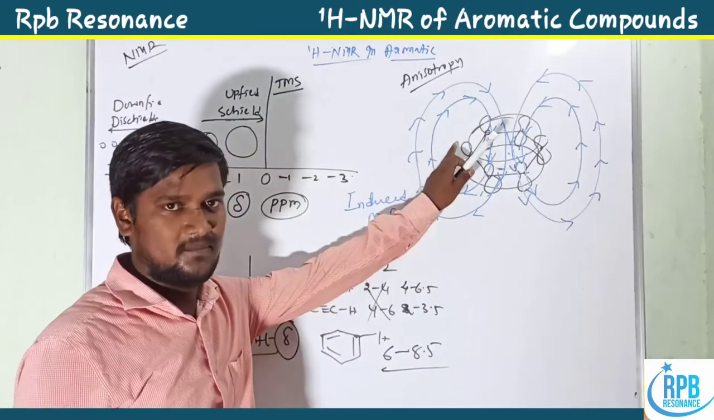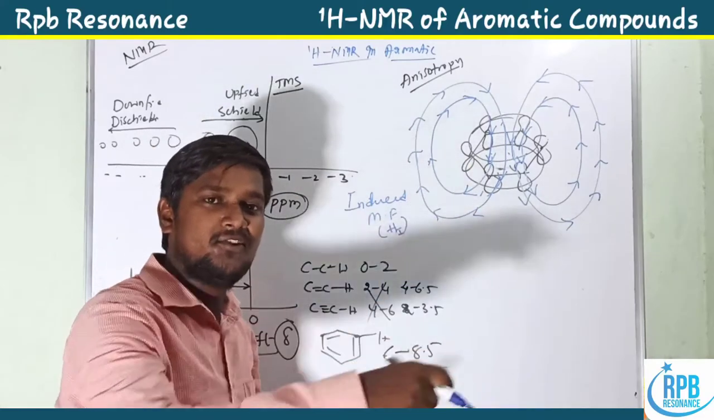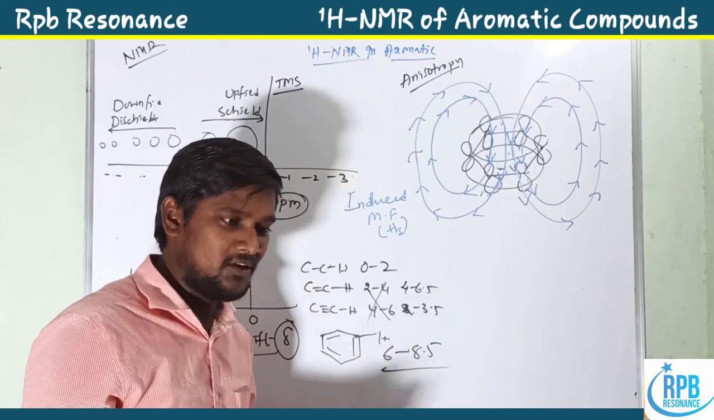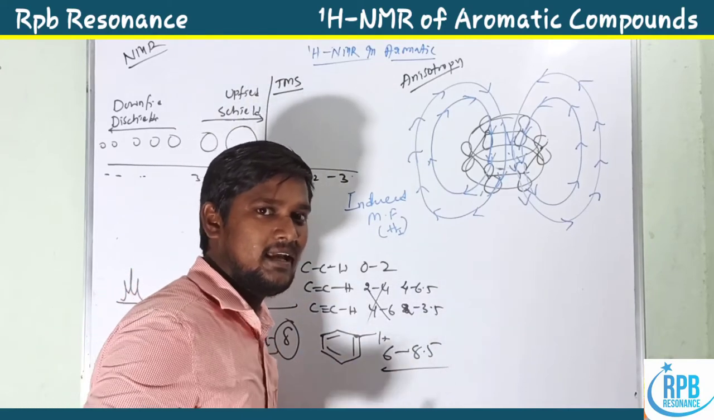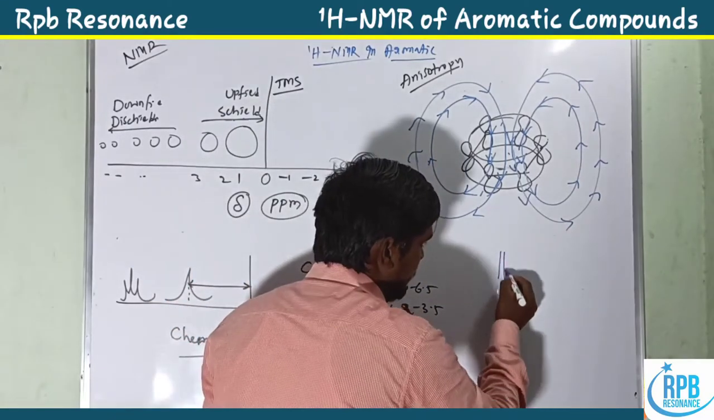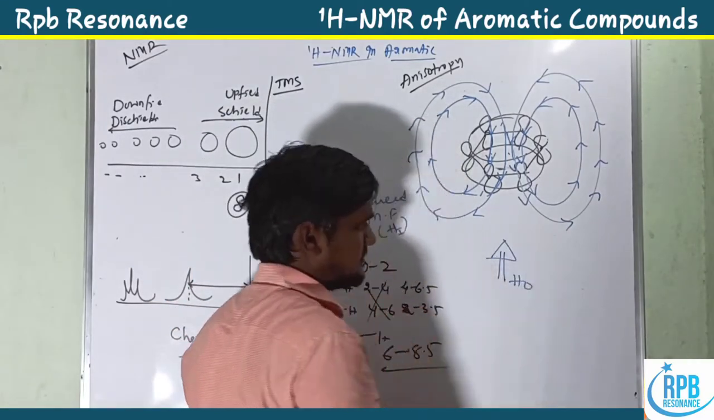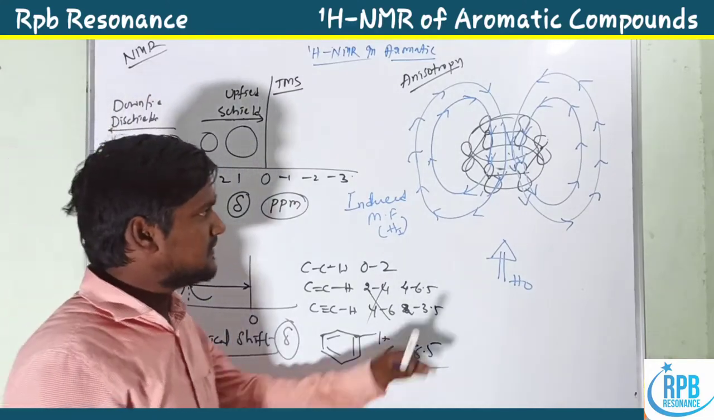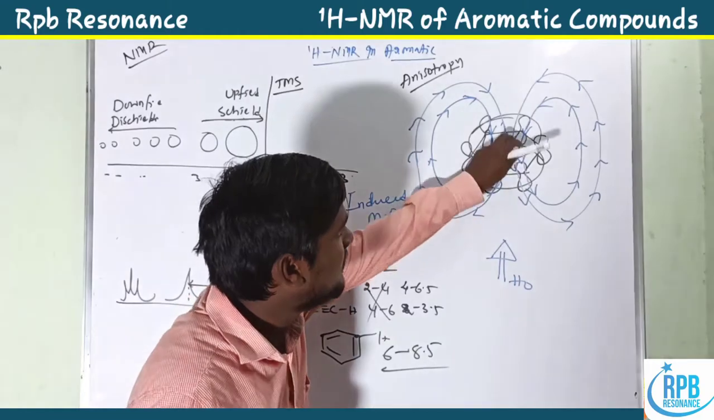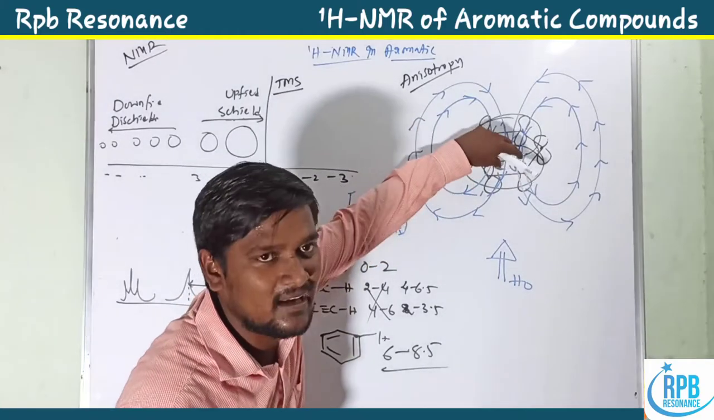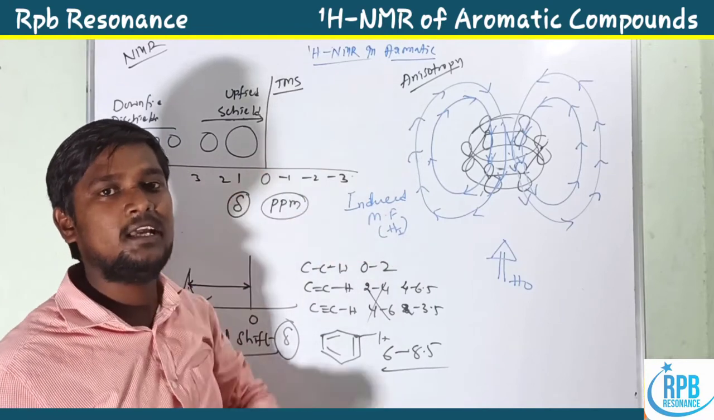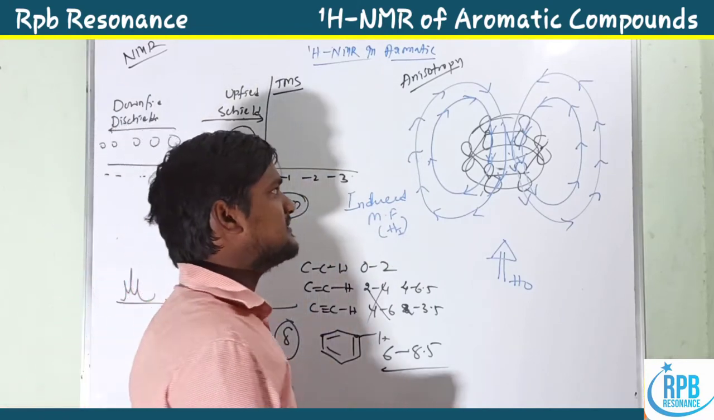This is the sample system. Whenever our sample is introduced into the NMR instrument, the instrument gives an external magnetic field in the form of a pulse. Here is the external magnetic field, in the upward direction. In some regions the induced field is opposite to the external magnetic field, and in another region it is parallel to the external magnetic field.